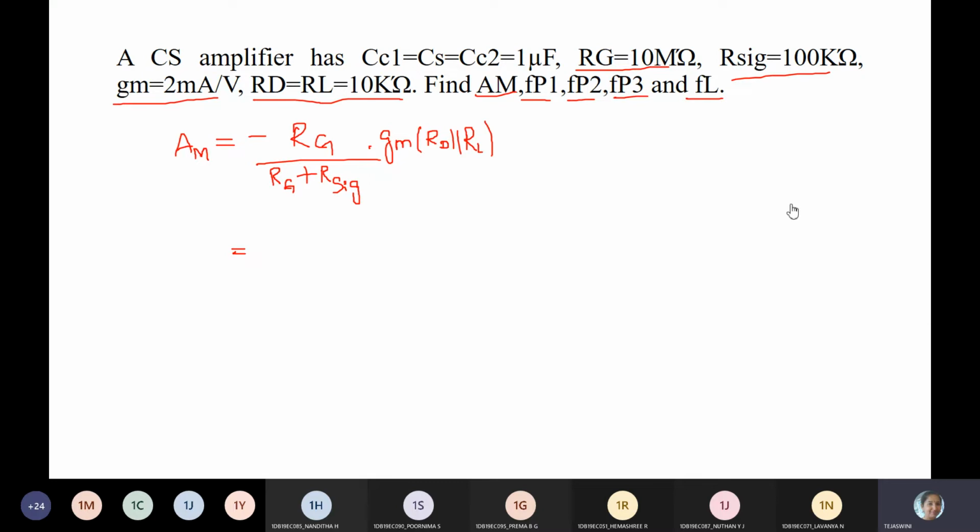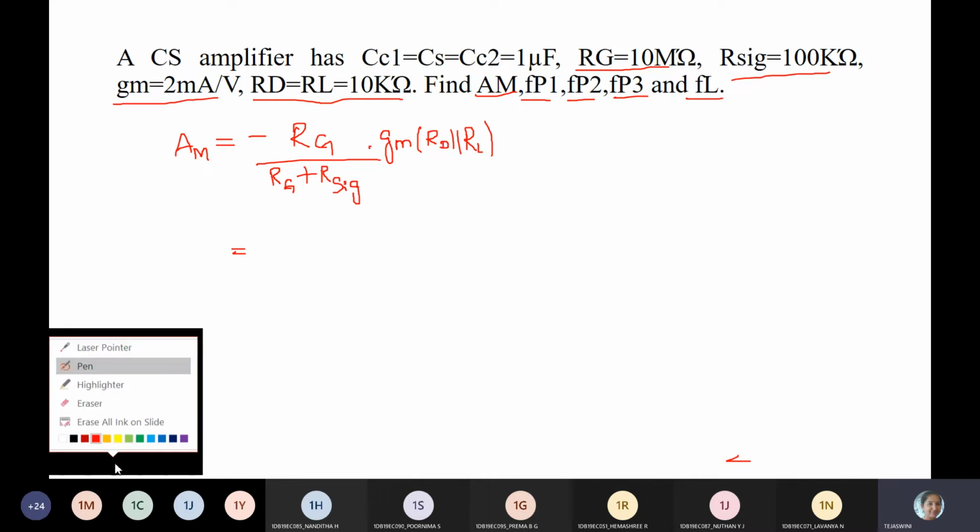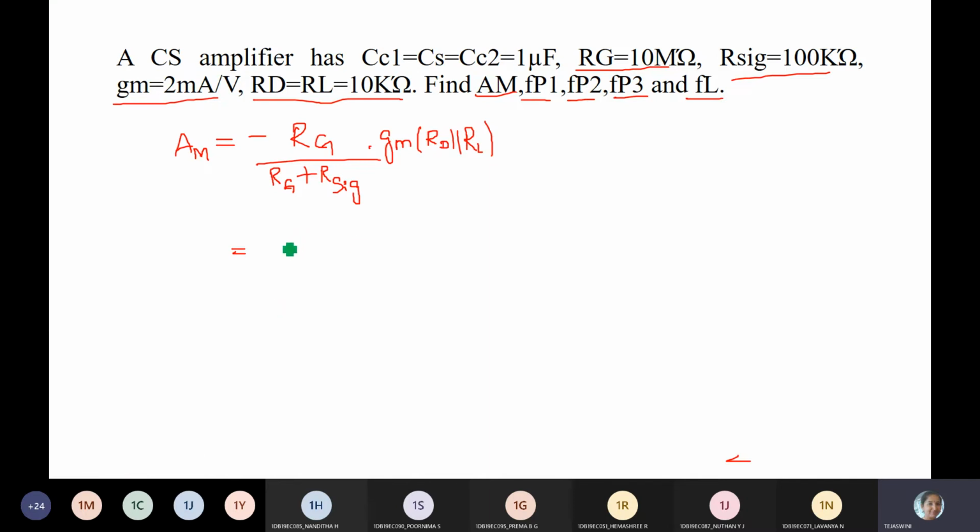Naina? Yes, what is the answer? Minus 9.9. Yes. Any other answer? Same one. Minus 9.9 watt per volt.